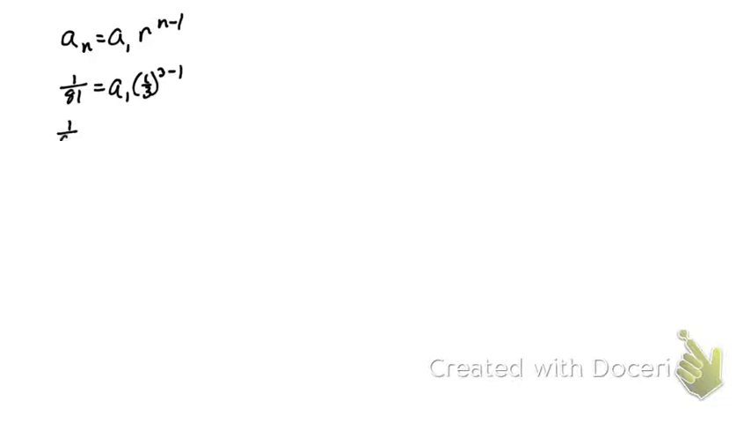So we have 1 over 81 equals a sub 1. Well, this is 1/3 squared. 1/3 squared would be 1 over 3 squared, which would be 1/9. We would just multiply both sides by 9. That would cancel that out. And then I'll have 9 over 81, which we could reduce to 1 over 9 equals a sub 1.